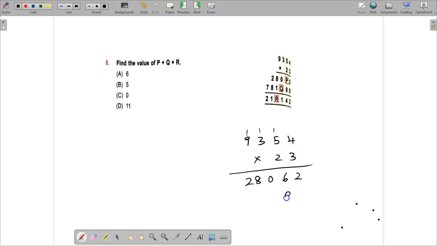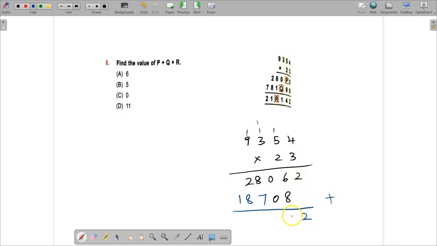2 4s are 8. 5 2s are 10. Balance is 1. So 3 2s are 6. 6 plus 1, it is 7. 9 2s are 18. So just add these two values. Here nothing is there. So it is considered as 0. So it is just 2.